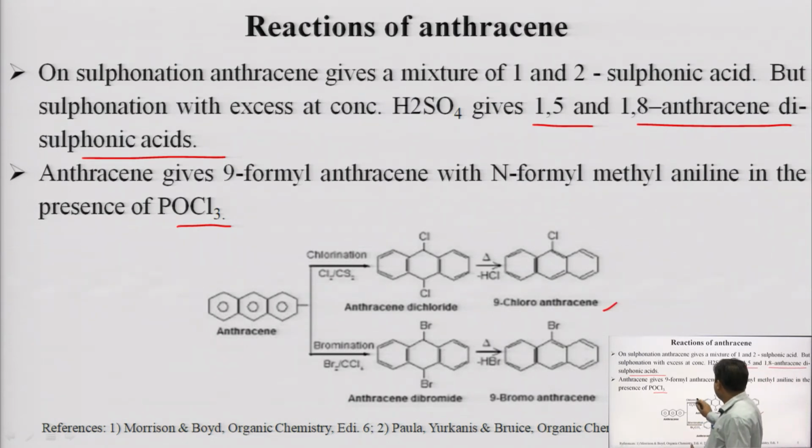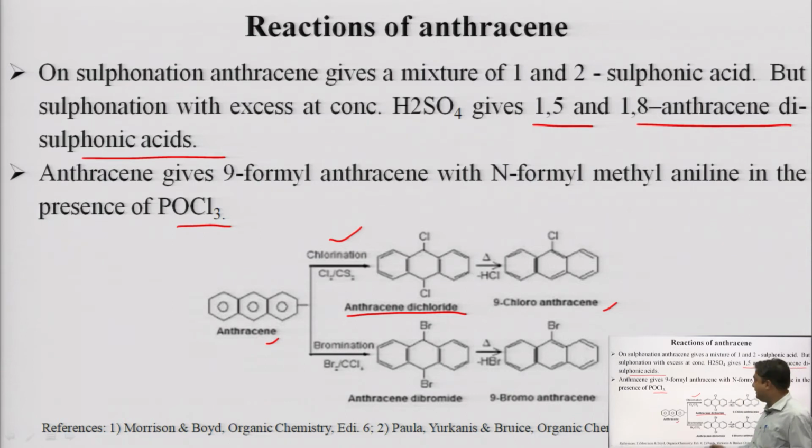So, as you can see, chlorination of anthracene occurs and we get anthracene dichloride, which on heating gives 9 chloroanthracene. Different halogenation reactions can also be done by bromination. Bromination occurs in the presence of carbon tetrachloride, and again we get the disubstituted product, anthracene dibromide, which on heating releases 1 mole of HBr, hydrogen bromide, and is converted into 9 bromoanthracene.